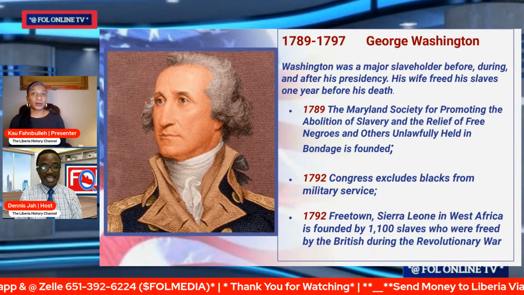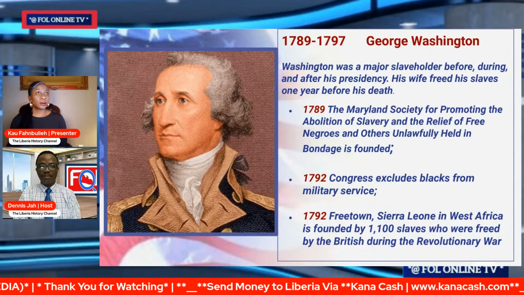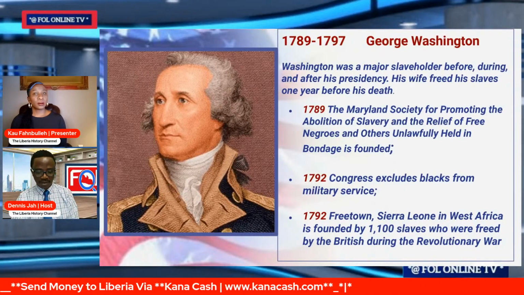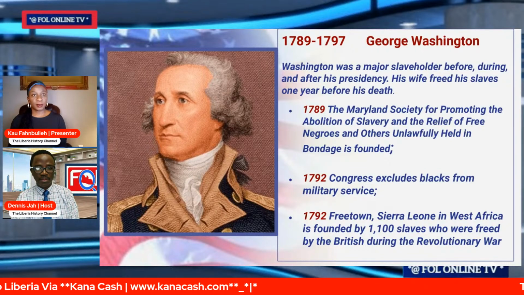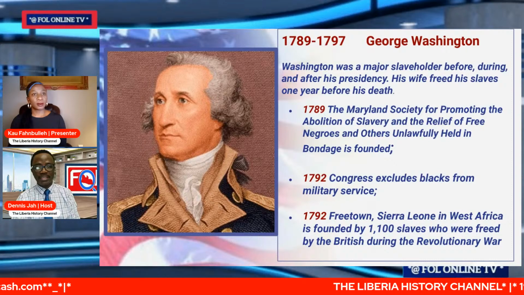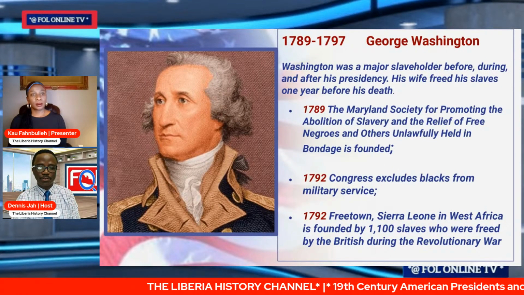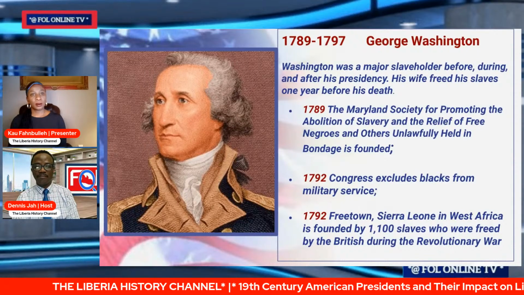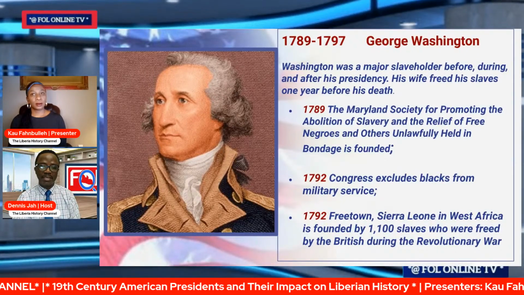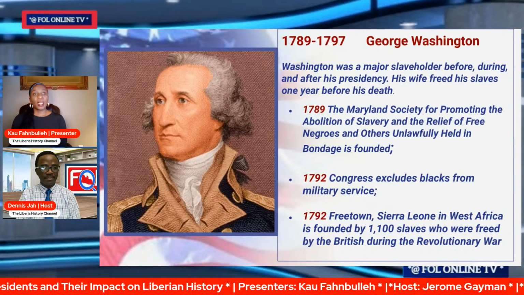1789, the Maryland Society for Promoting the Abolition of Slavery and the Relief of Freed Negroes and Others Unlawfully Held in Bondage is founded. 1792, Congress excludes blacks from military service. 1792, Freetown, Sierra Leone in West Africa is founded by 1,100 slaves who were freed by the British during the Revolutionary War. Yes, that's correct.